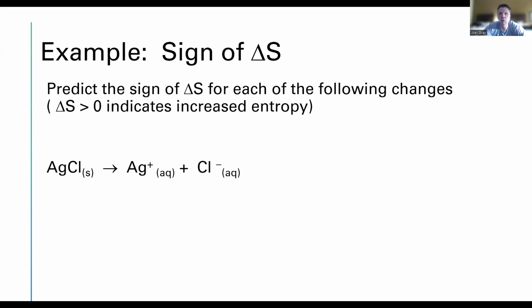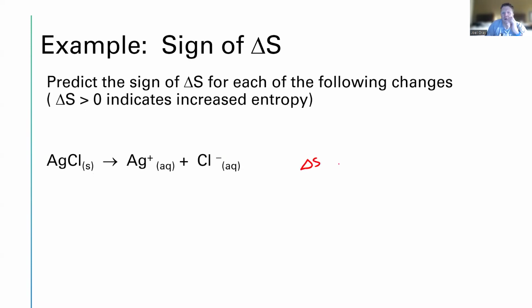So this dissolution, or this dissociation, is taking one contained thing, breaking off into two different things. One thing becomes two things, one ordered thing becomes two kind of random things. That's definitely going to be a delta S that is greater than 0, more disordered. That's a positive delta S. Next up is 2 moles of H2 react with 1 mole of O2 to produce 2 moles of H2O.